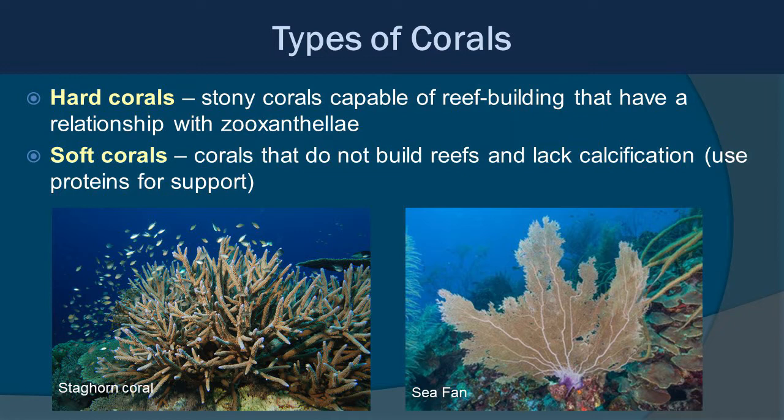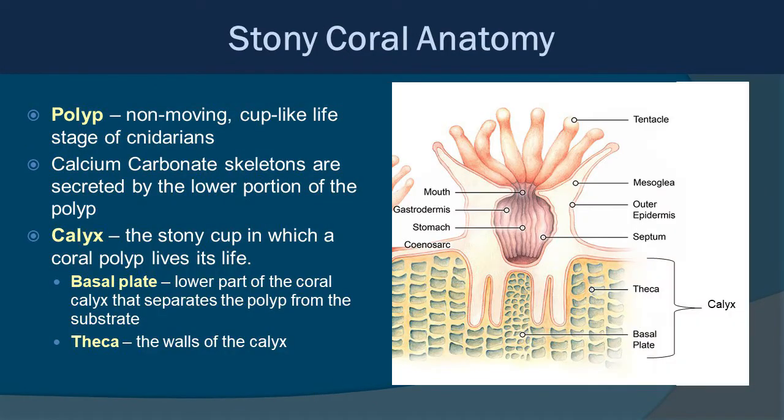Now, we also have what we call soft corals, and those do not build reefs and lack calcification. They use essentially a type of protein for support. An example of that is on the bottom right there. You'll see the sea fan, and they wave around. They're very flexible. Let's take a look at stony coral anatomy, specifically the polyp.